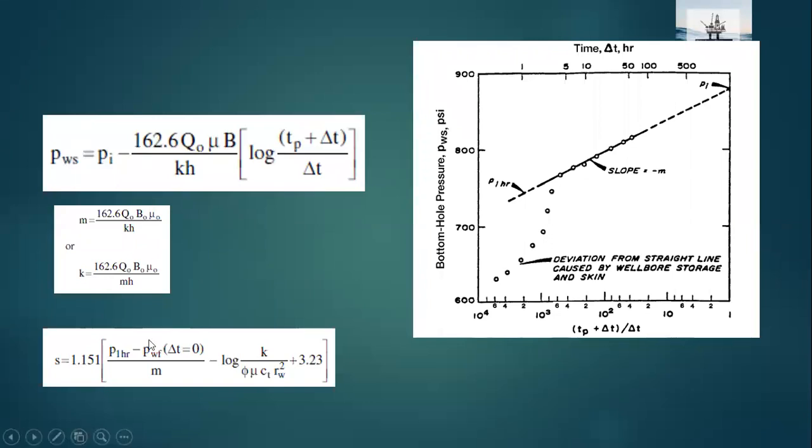So because of that, these two pressures are considered, P at 1 hour and PWF at delta T equal to 0. And for the remaining things, if K is known through the slope, you can incorporate K here, put in porosity and other values, so that you are able to calculate the skin zone.